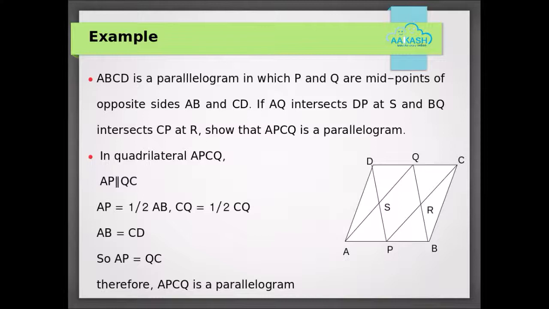Example. ABCD is a parallelogram in which P and Q are midpoints of opposite sides AB and CD. If AQ intersects DP at S and BQ intersects CP at R, show that APCQ is a parallelogram. In quadrilateral APCQ, AP is parallel to QC. AP is equal to half AB and CQ is equal to half CD. AB is equal to CD, so AP is equal to QC. Therefore, APCQ is a parallelogram.